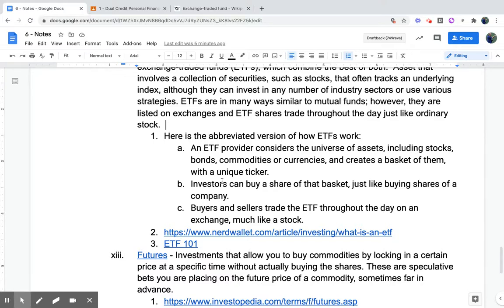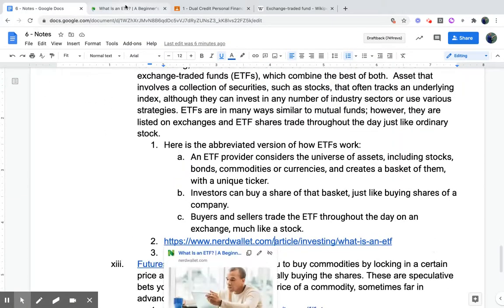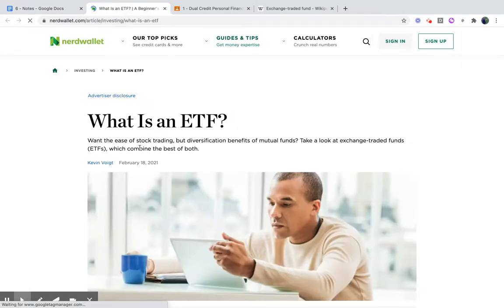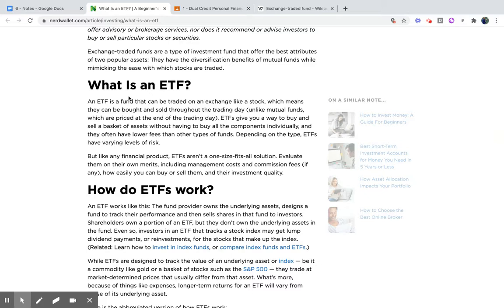Again, the main takeaway: ETFs and mutual funds are similar, except ETFs are on the exchange. Typically you're going to find those on the stock exchange. So let's check out our trusty NerdWallet website here and see what we've got. We talk about the ease of stock trading but diversification benefits of mutual funds. Same things that we talked about: a fund that can be traded on an exchange like stock, bought and sold throughout the day, just like you do stock. I mean, that's the big thing.